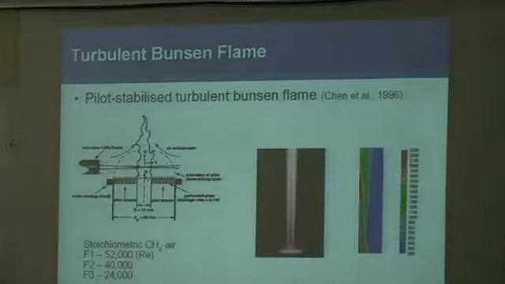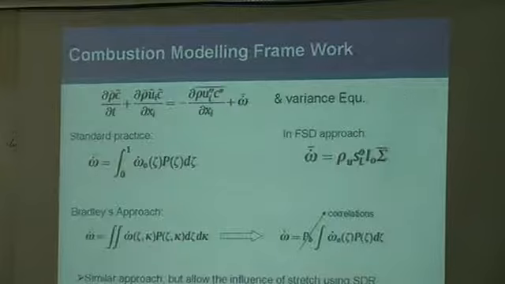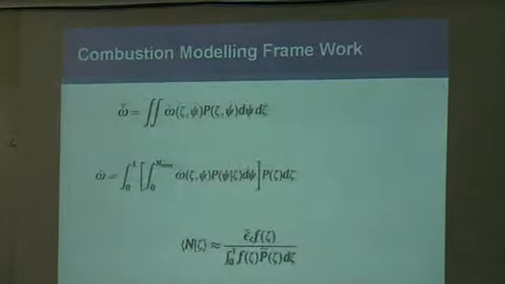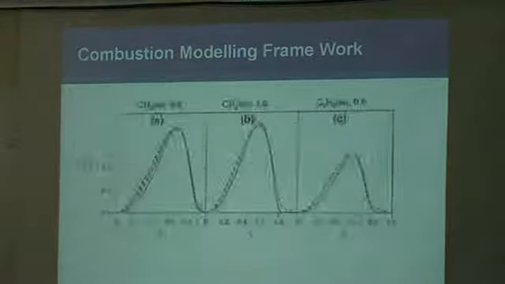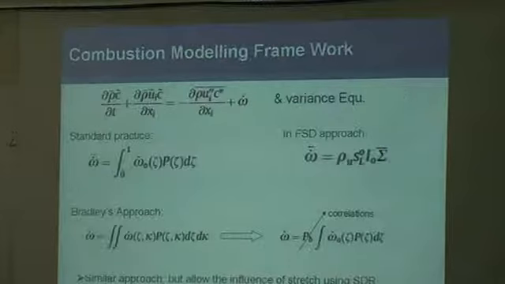And the turbulent Bunsen flame, the pilot-stabilized Bunsen flame, was studied in Aachen by Norbert Peters' group, published in CNF in 1996 for these 3 different conditions, and we are going to see some results for all of them. Okay? And in terms of the combustion conditions, I'll come back to that later.